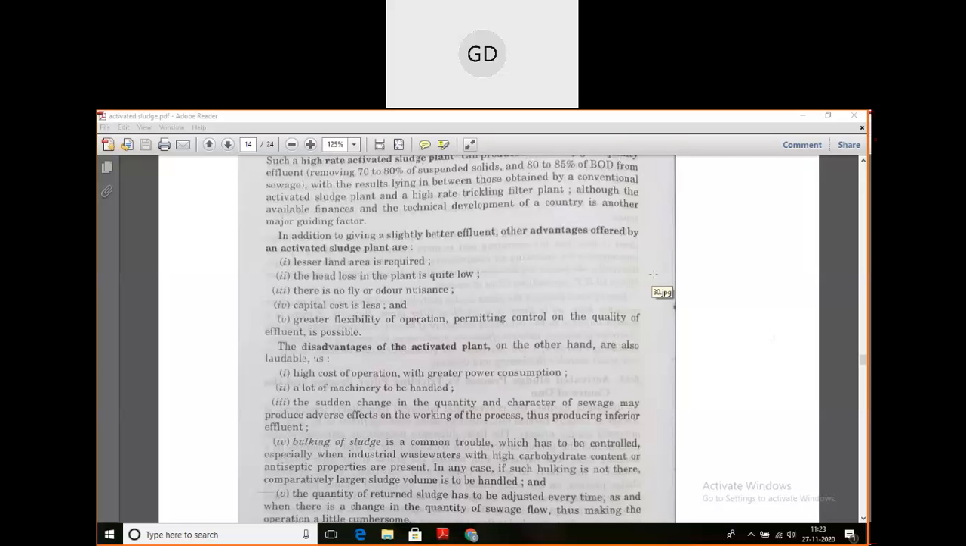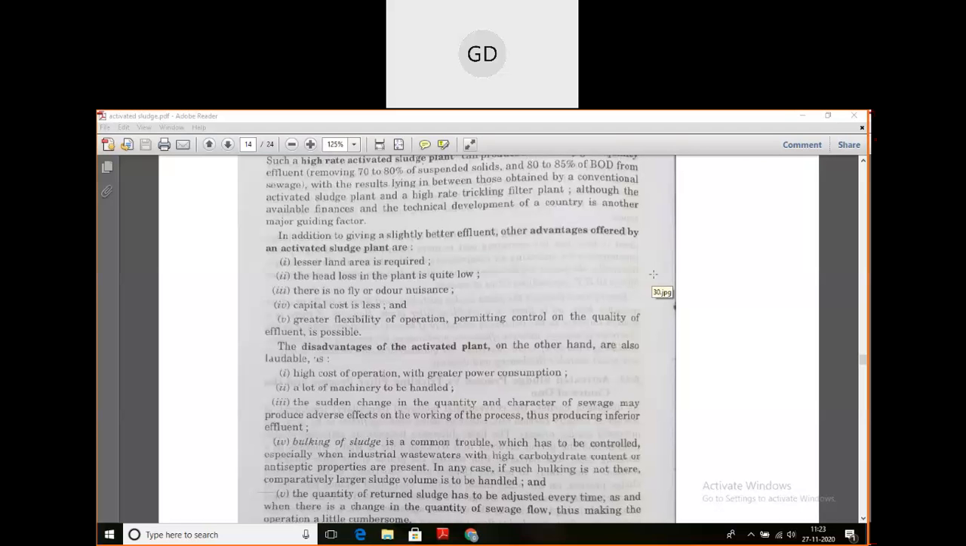Okay, so there are certain advantages and disadvantages of your activated sludge plant over your trickling filter plant. What are the advantages of an activated sludge plant? It requires lesser land area, very less. Then the head loss in the plant is also very less, and there is no fly or odor nuisance. The capital cost of the activated sludge plant is also less, and there is also a greater flexibility of operation.